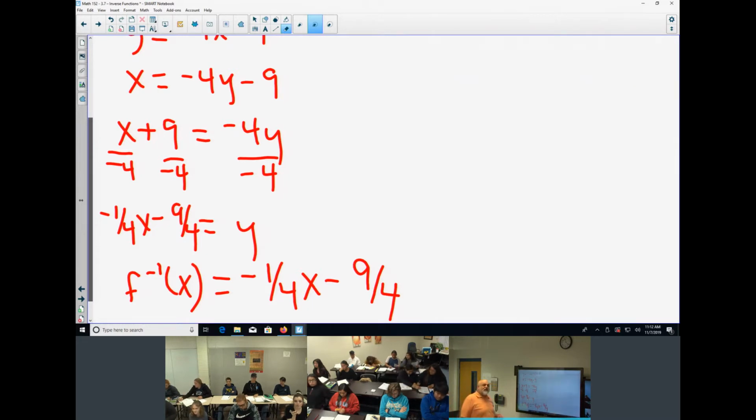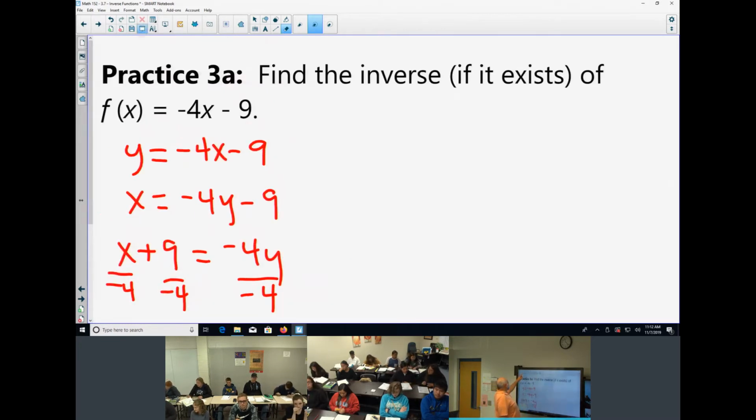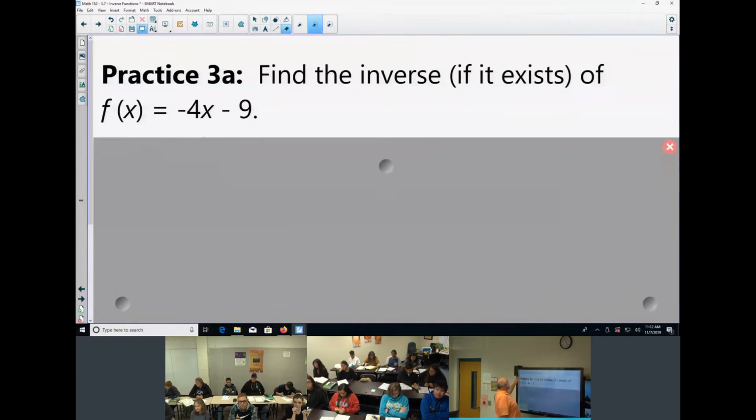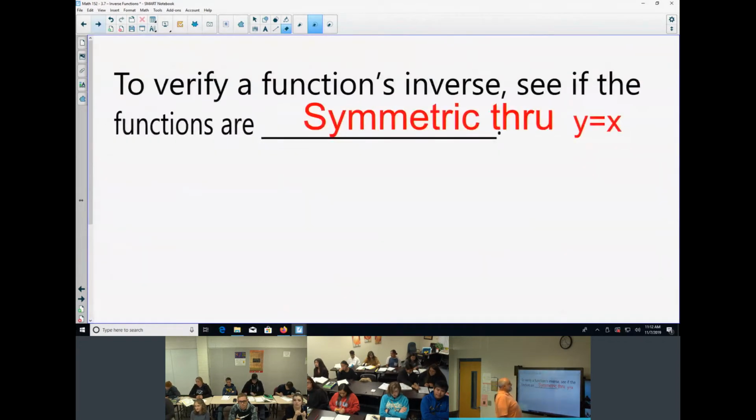All right, so next I want to show you how to check your work, how to make sure that you're right. There's actually a lot of ways that you can do it, but the way that I talked about yesterday is the way that I'm going to do it: to verify a function's inverse, see if the functions are symmetric through y equals x.